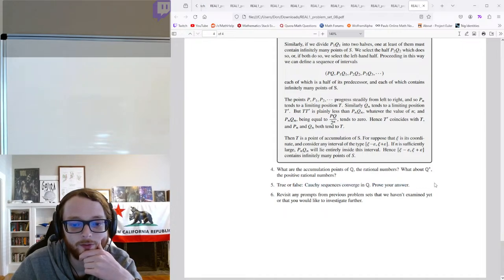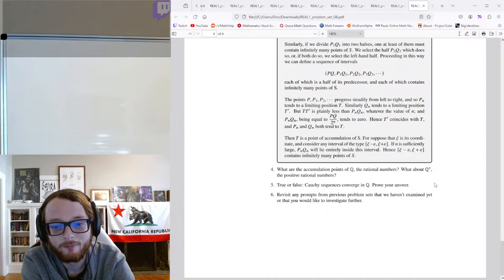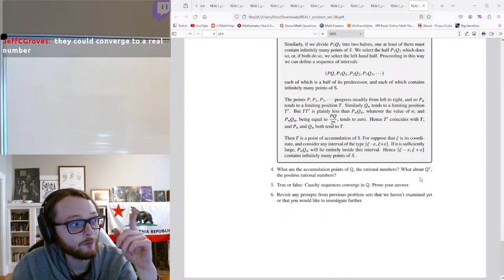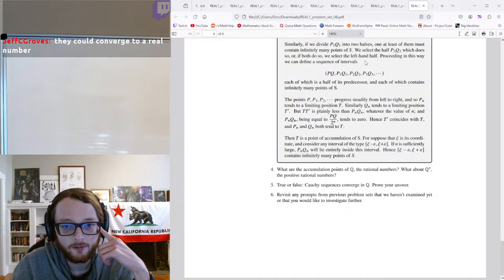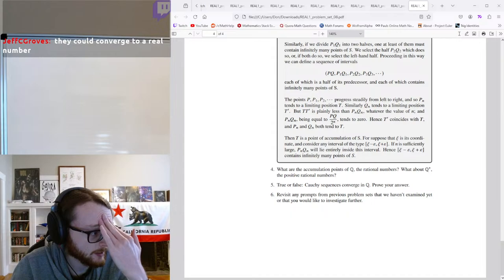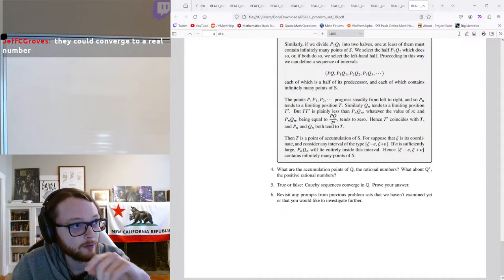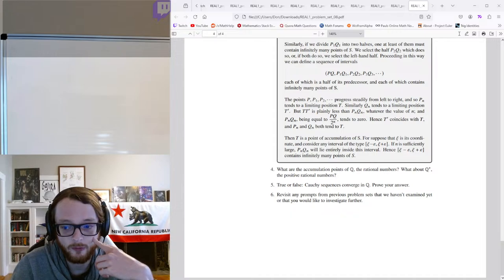Cauchy sequences converge in Q. I don't think I did this one. Oh no, I feel like maybe, no, we did this one. Because I think there's an interpretation issue about whether the sequence is in Q or just the result. But the answer regardless is you can have a sequence of rational numbers converge to an irrational number. Your sequence could be the first digit of pi, the first two digits of pi, the first three digits of pi. Those are all rational numbers, but they converge to pi, which is irrational.